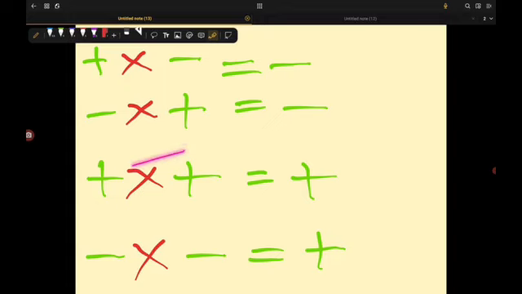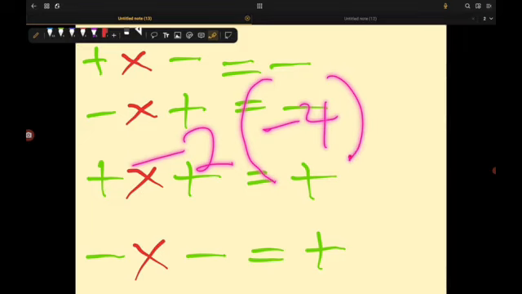So if I have minus 2 times minus 4, what should be my answer? Let me use only the last one. Minus 2 times minus 4. What should be my answer? 2 times 4 is 8 for free. I can quickly write that. I know that 2 times 4 is 8. But what is minus times minus?